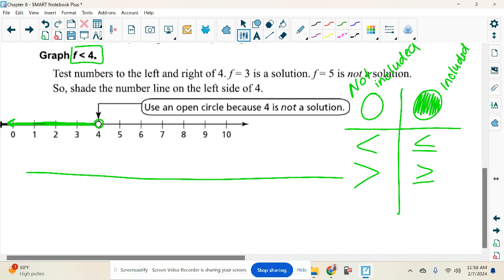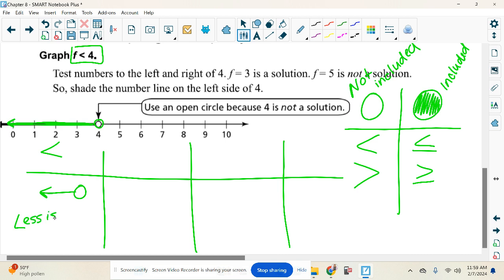So we're going to make a little cheat sheet here that you're going to want. If it is less than, it's going to have an open circle and it's going to point to the left. Less is left. You can get that in your head that less is left. You'll be good to go.